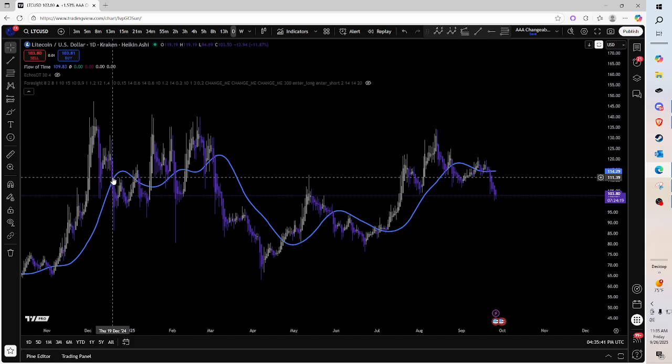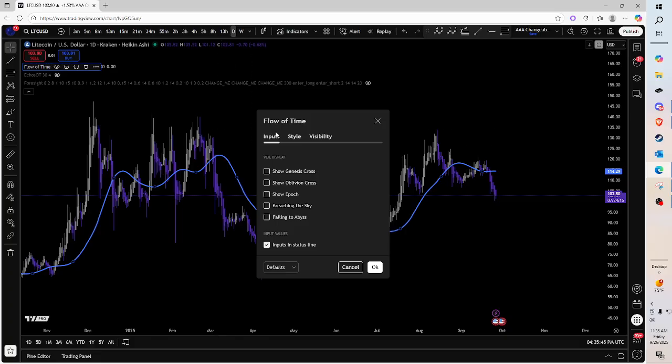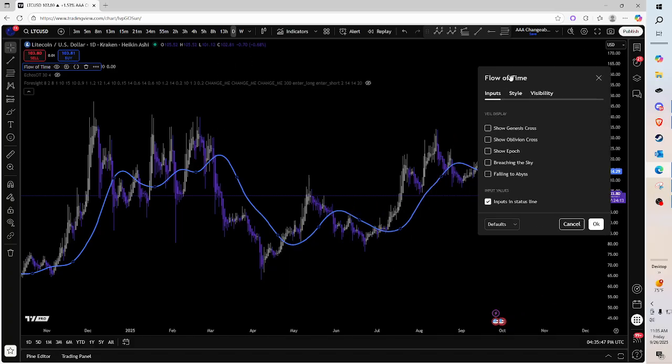So you can certainly play the line itself, but what we really want to show you are the signals. The first thing we're going to look at are called the Genesis and the Oblivion crosses. The Genesis crosses are when this thing goes long, and the Oblivion crosses are when this thing goes short.